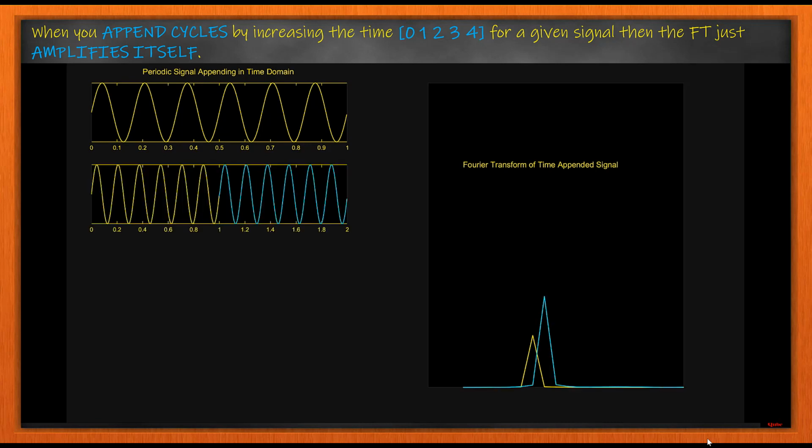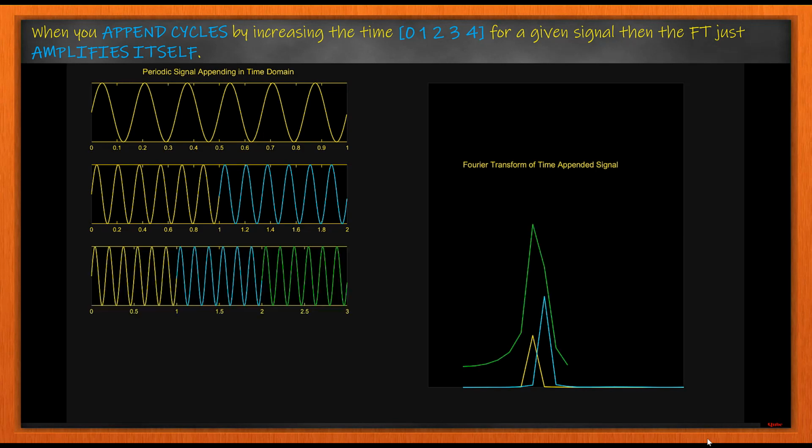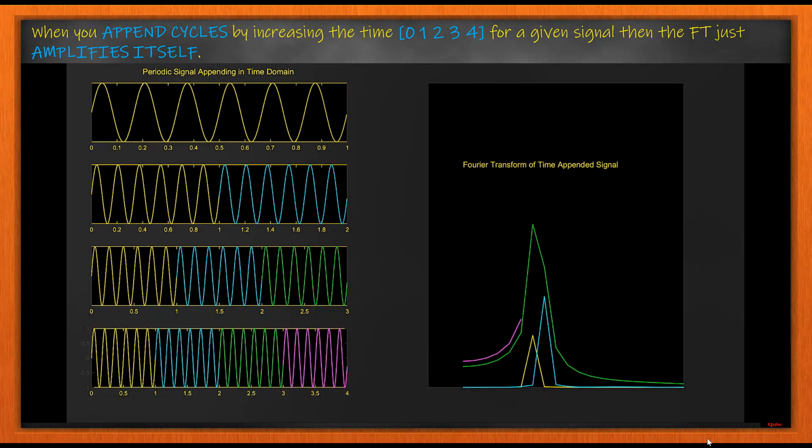When you append cycles by increasing the time for a given signal, then the Fourier transform just amplifies itself at the same position.